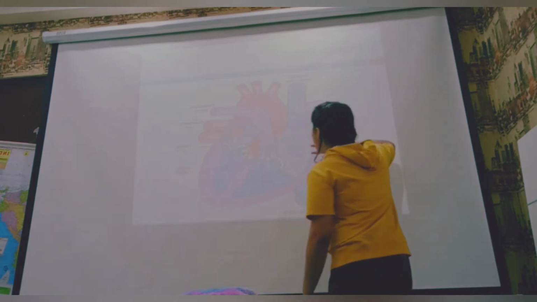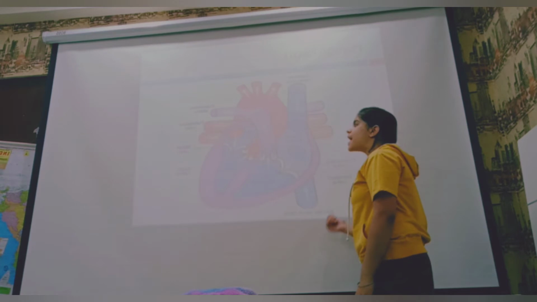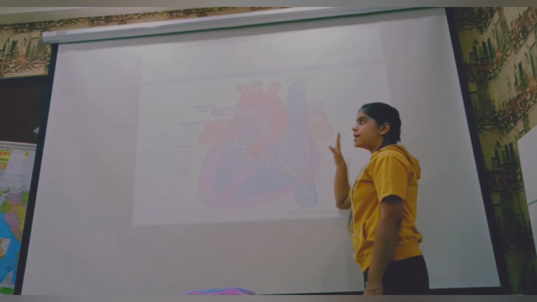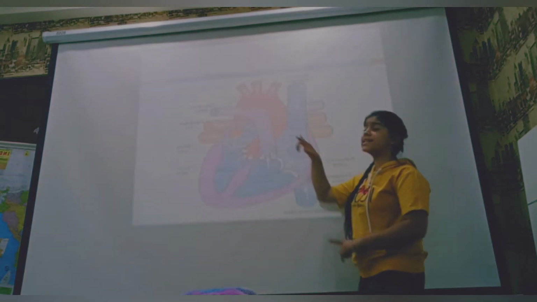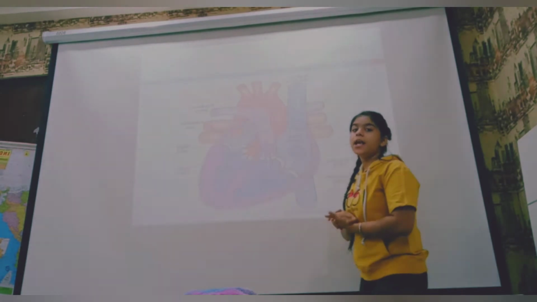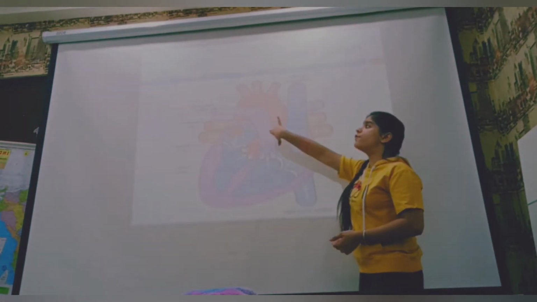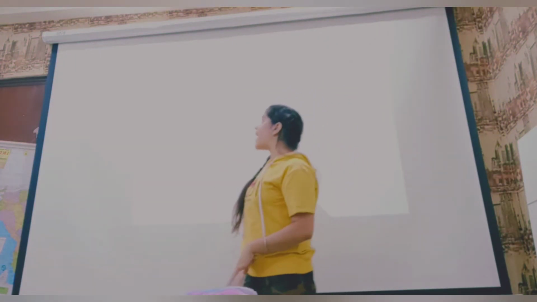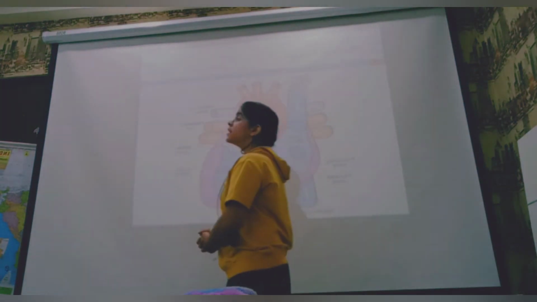If I normally talk about arteries, arteries carry blood from the heart to the organs, whereas veins carry blood from the organs to the heart, right? And veins usually carry deoxygenated blood, and arteries usually carry oxygenated blood. But in the case of pulmonary, their functions are swapped. Artery carries deoxygenated and veins carry oxygenated blood, right?